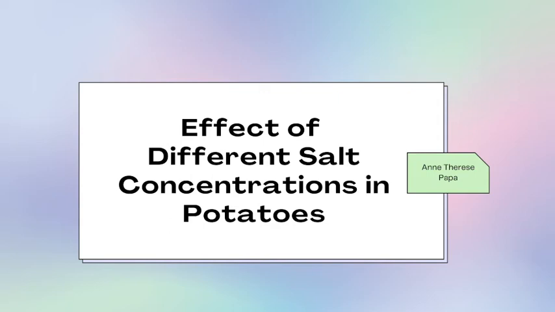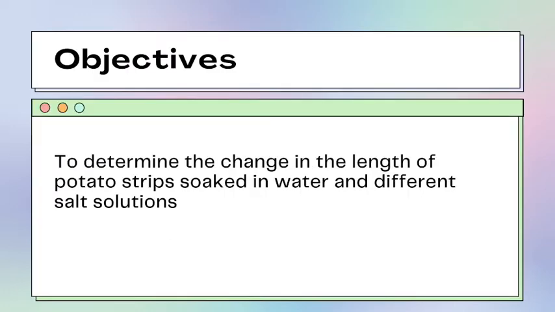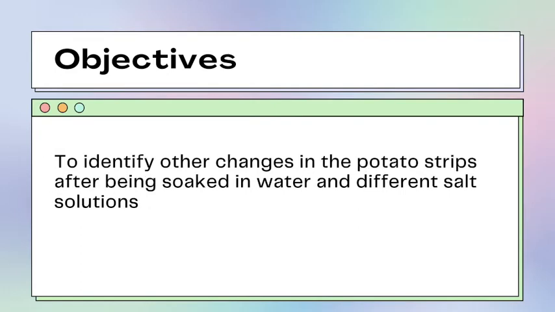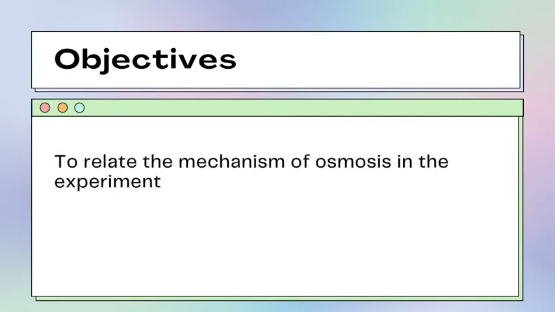Good day everyone. So today we're going to report the effect of different salt concentrations in potatoes. First, the objectives are to determine the change in the length of potato strips soaked in water and different salt solutions. Next, to identify other changes in the potato strips after being soaked in water and different salt solutions. And lastly, to relate the mechanism of osmosis in the experiment.